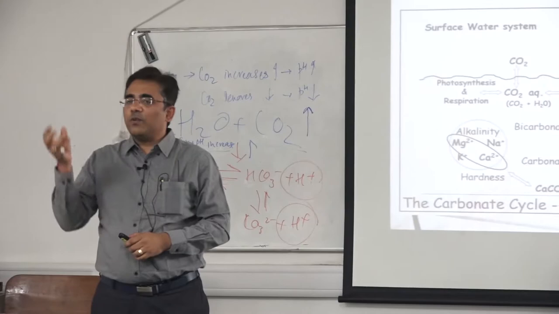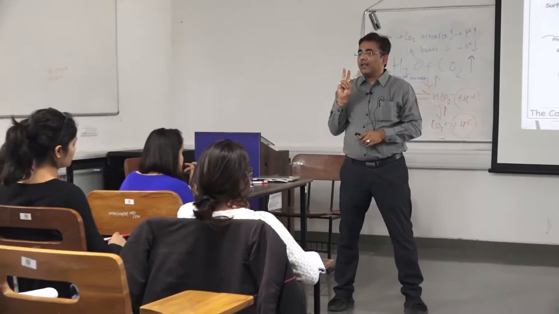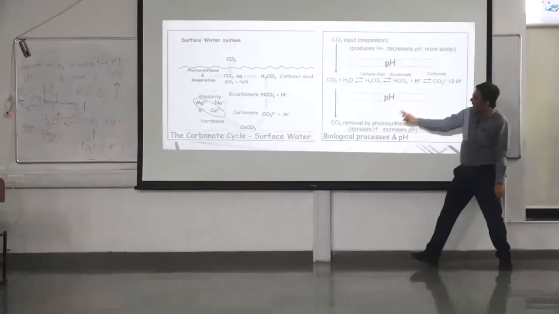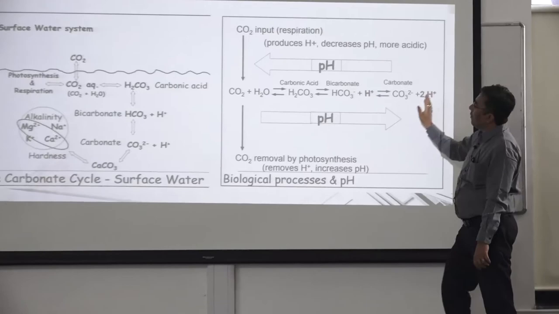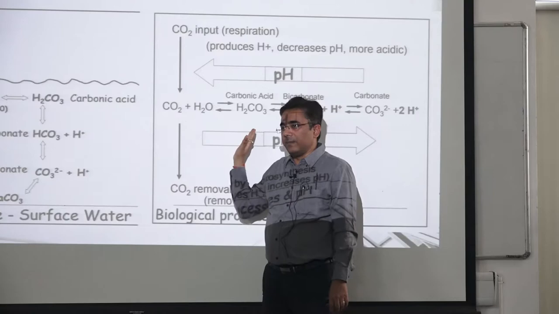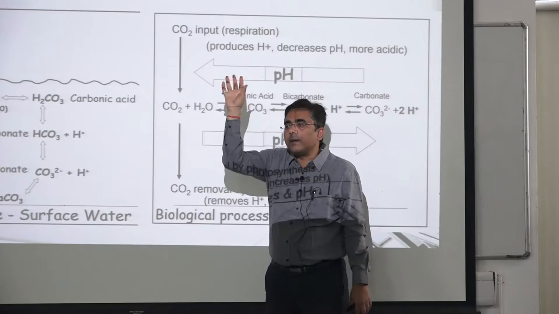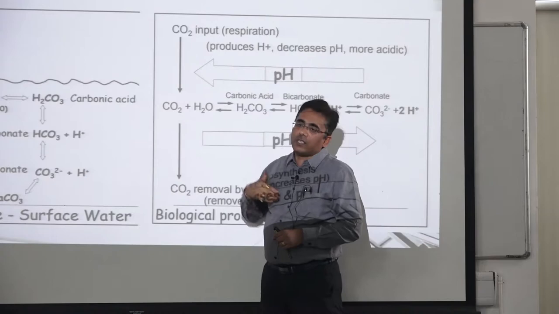Now I am asking, if we add CO2, the pH will increase or decrease? If we remove this, what happens is that the equilibrium works like this. If reactant increases, the forward reaction will be high so that the concentration of this becomes less, and a new equilibrium is established. So photosynthesis removes the CO2, and then the backward reaction starts getting rapid.